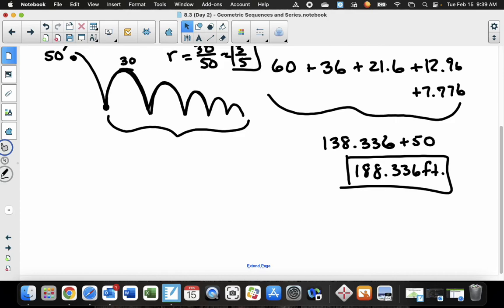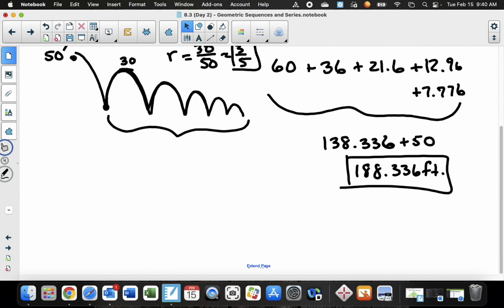Now, quick part of this as well. If I asked you on the 6th bounce, this wasn't too bad, I could find those pretty quickly. But what if I had asked you on the 15th bounce? Then you'd have to keep going and say, all right, now let's find the next one, and the next one, and the next one. So instead, here's the other part that I want you to see.